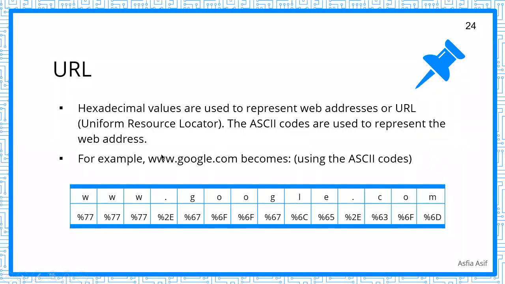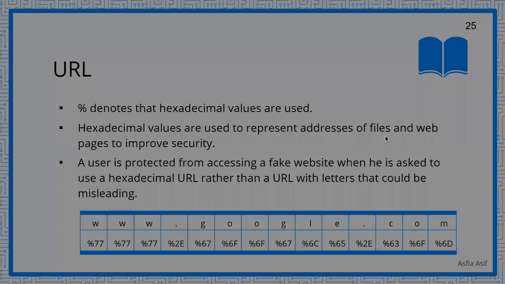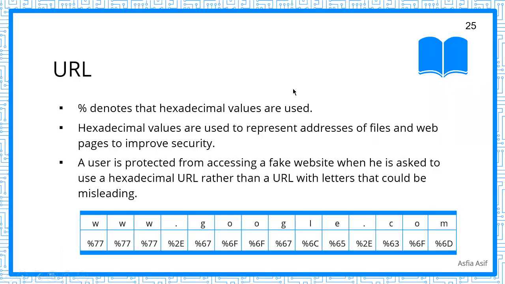Okay, URL. Again, ASCII codes are used to represent the web addresses. Sometimes you will see, look at the web addresses whenever you're opening the internet now. Many of them will have %20. %20 is the representation for the space bar. Each alphabet is represented by a hexadecimal number after a percentage sign. Percentage denotes that hexadecimal values are used.